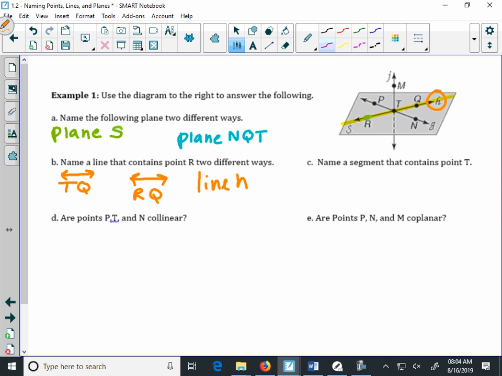Let's say you're taking your quiz or your test and you're like, shoot, I know I need 2 points. I know I need to use R and Q to name this line, but I don't remember this symbol. If that happens to you, I will give you full credit if you go line RQ. So if you don't remember the symbol, write the word, and then put your 2 letters. Totally fine. You will get 100% if you give me any one of them.